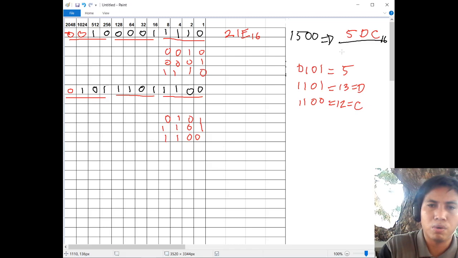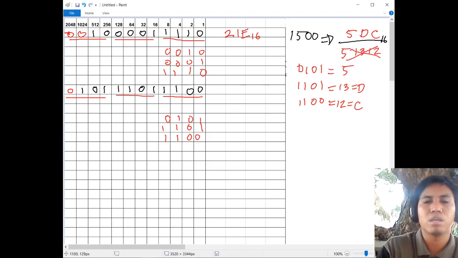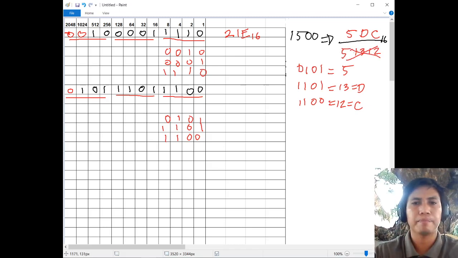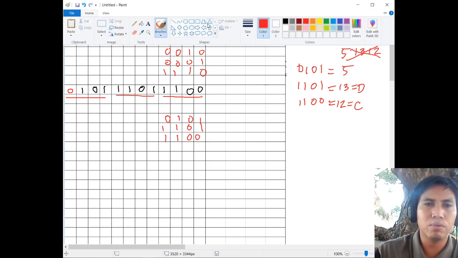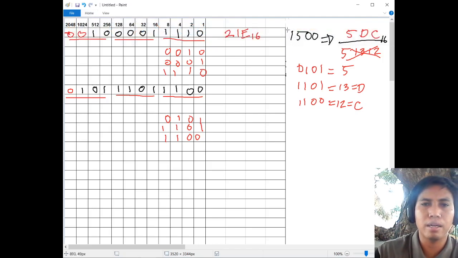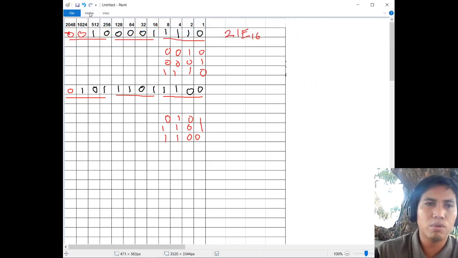So, do not put 5, 13, 12 because this is wrong. Okay? So that is how you convert decimal to hexadecimal. Decimal to octal, you just need to convert first to binary, then convert to octal.